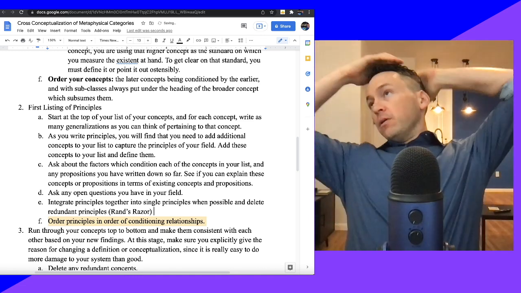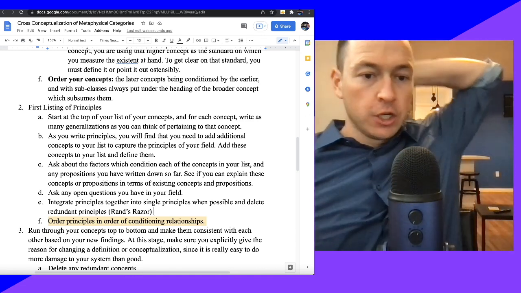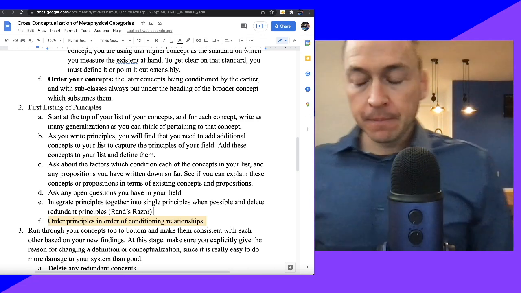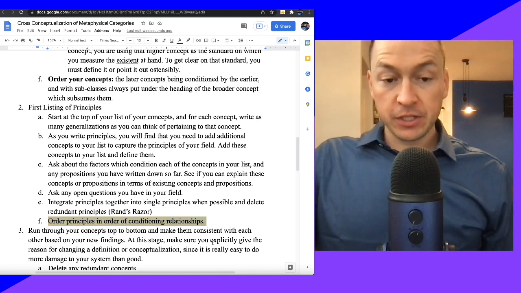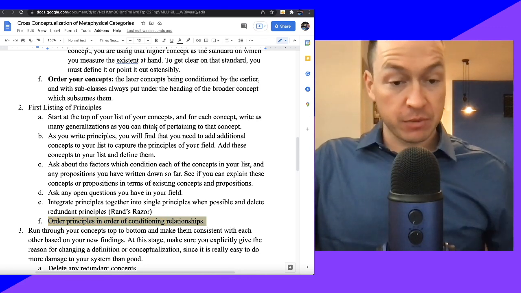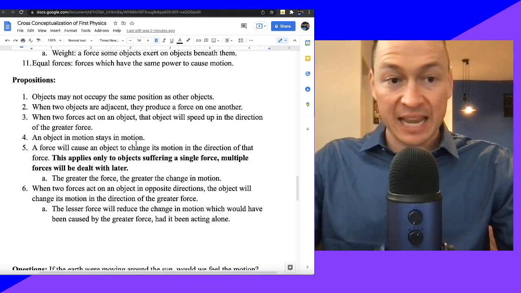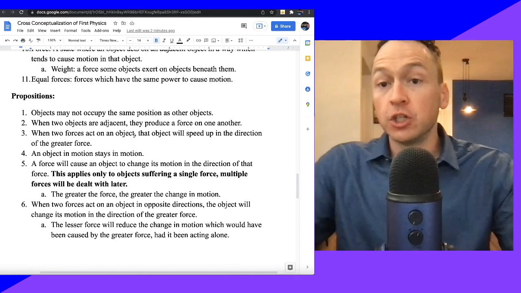Whew. So that's a good thing to do. I have not ordered the principles in terms of conditioning relationships, but that would be a good thing to do. Maybe I'll do that in a later cross-conceptualization exercise. But this is good for now.